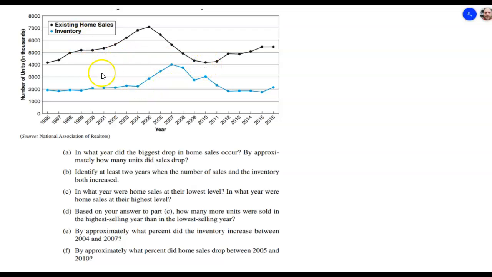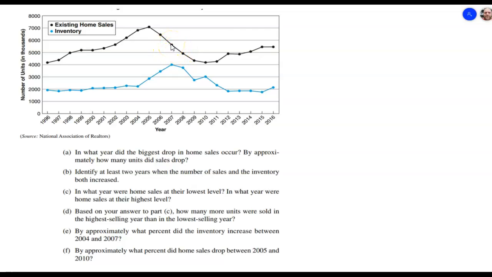The black is the existing home sales and the blue is the inventory, so we can also compare those two lines with each other. All right, so the first one here says, in what year did the biggest drop in home sales occur? By approximately how many units did the sales drop? If we look up here, it looks like from maybe here to here, or there to there. So somewhere along here we have a pretty significant drop. So 2008 would be a pretty good answer for this, and it looks like it dropped.